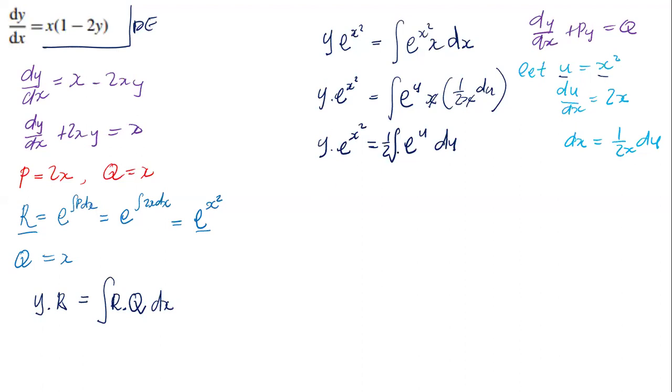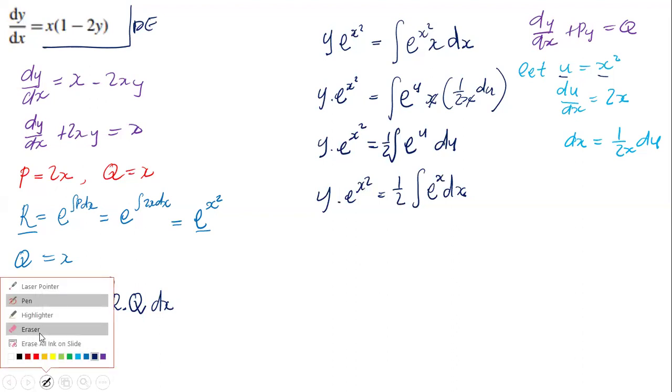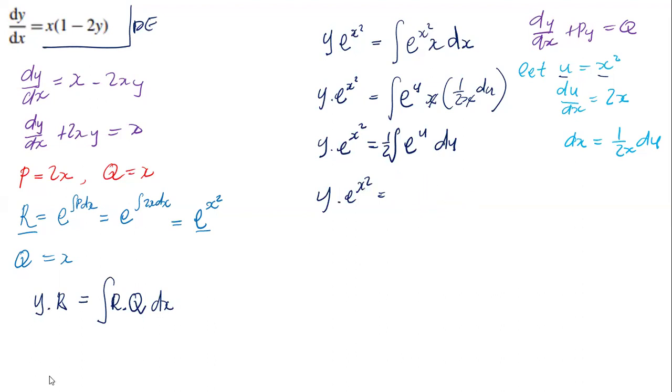But remember, we are not using u, we are using x. So I'm going to substitute my x back into the equation. y multiplied by e to the power of x squared is going to equal 1 over 2 the integral of e to the power of x dx. But it's fine. I know some of you do it like this so that you don't feel confused or make mistakes. Actually, we can just do it like this. Let me show you.